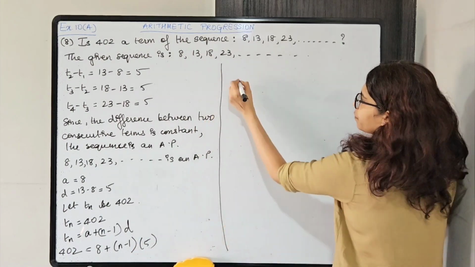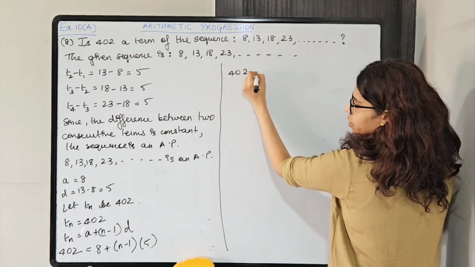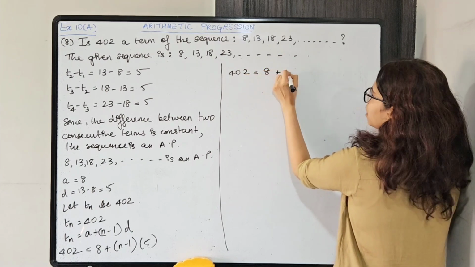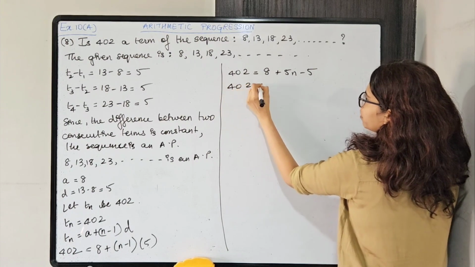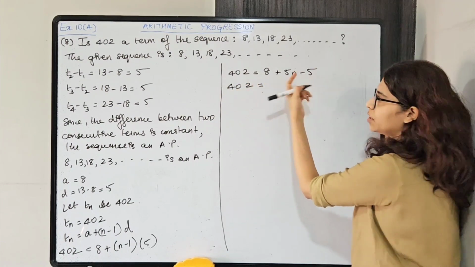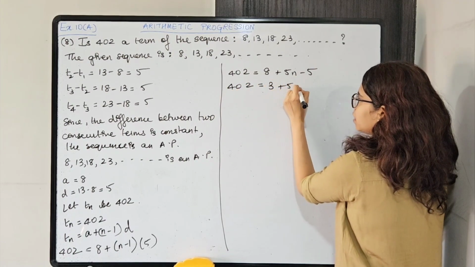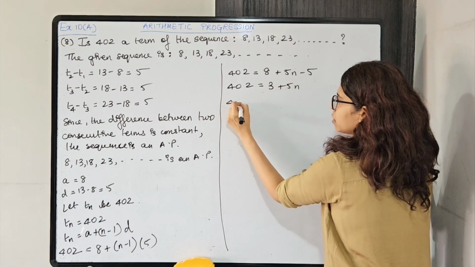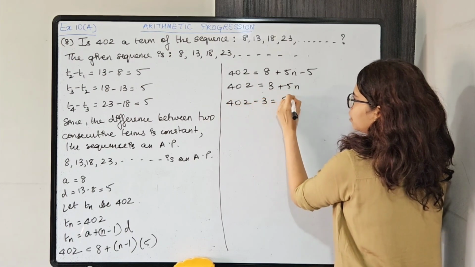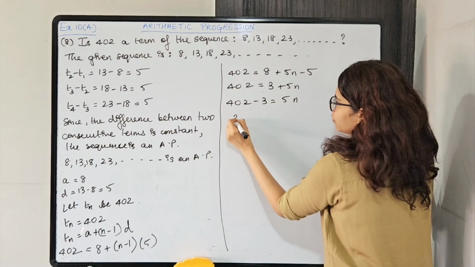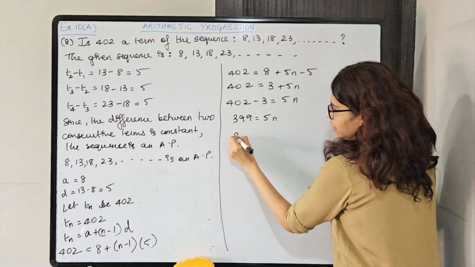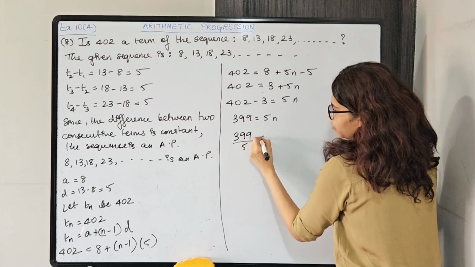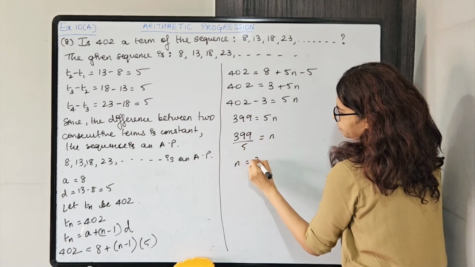So 402 is equal to 8 plus 5n minus 5. So 402 is equal to 8 minus 5 will give 3 plus 5n. 3 को यहाँ पे शिफ्ट करते हैं. So 402 minus 3 is equal to 5n. That will give 399. Okay. 399 divided by 5 is equal to n.